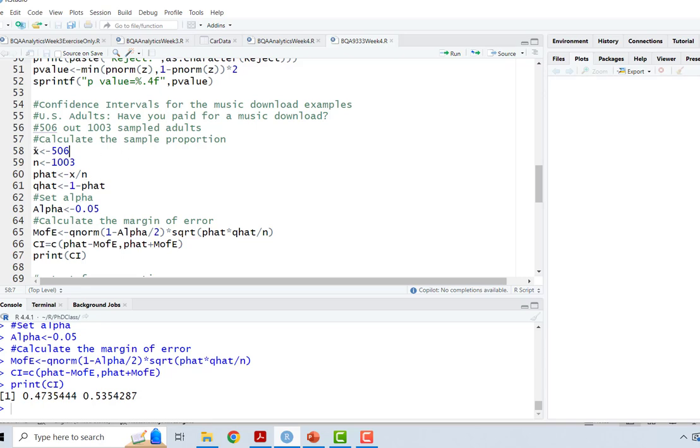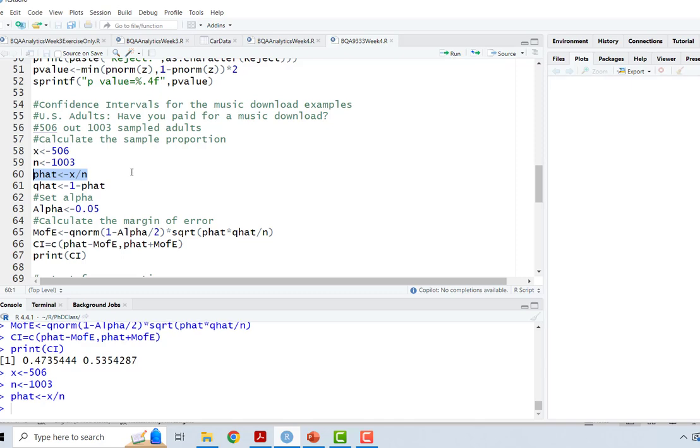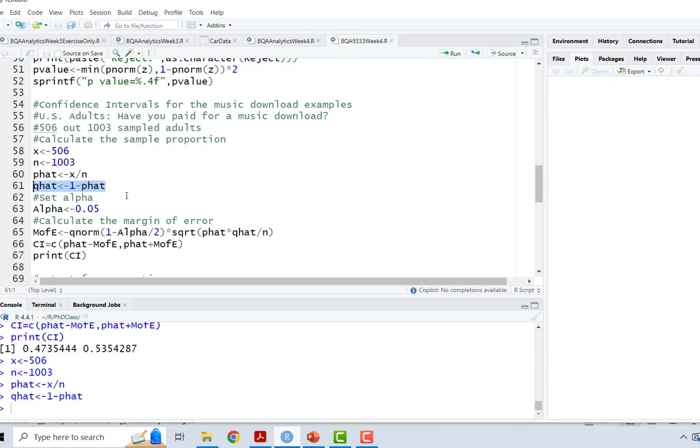So the first thing we do is we have our data, which is x is 506, using our idea of a binomial experiment out of 1003. We first calculate the sample proportion. And then we calculate the sample proportion of failures, those people who haven't bought the music download. So let's just see what p hat is. That's our initial sample estimate, and then q hat is obviously 1 minus that.